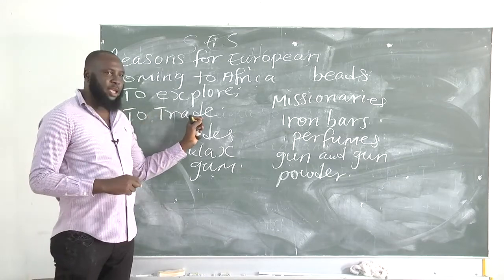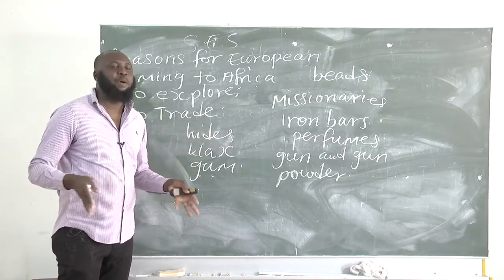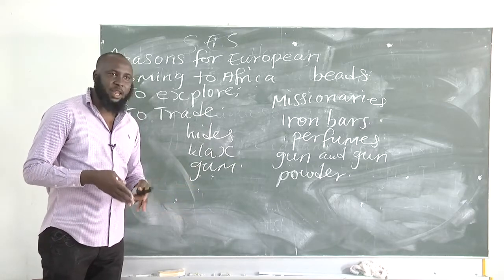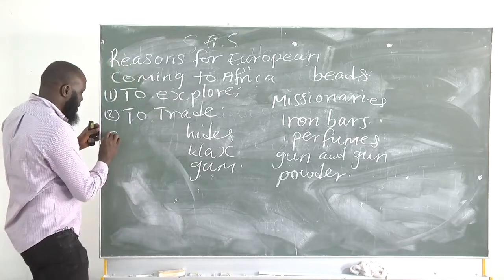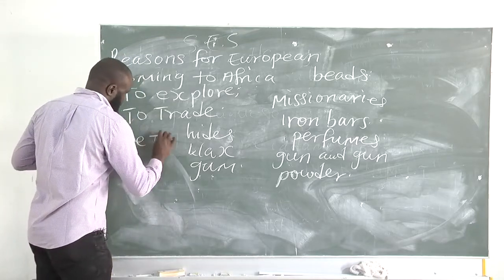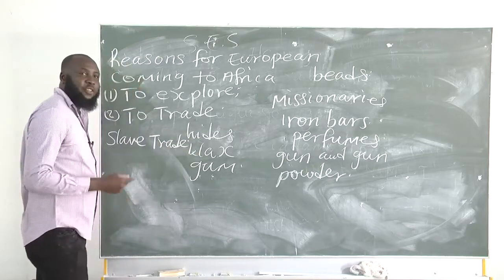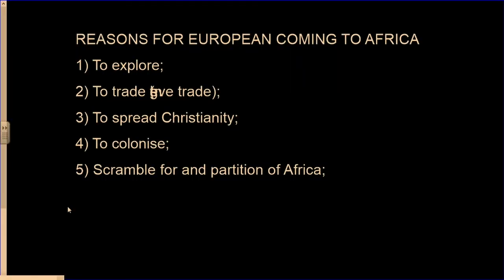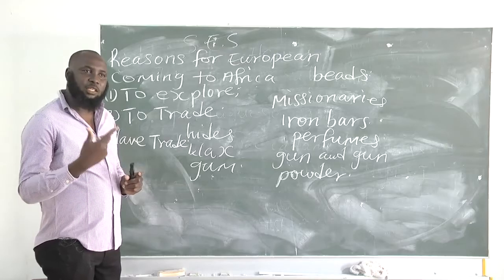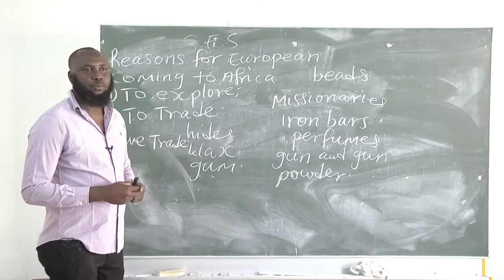Now, along the line, the trade got expanded. This was when the slave trade came in. The slave trade was later introduced. There was a need for a high labor force on the plantations in the Americas. This is why the Europeans started exporting slaves from Africa across the Atlantic Ocean.